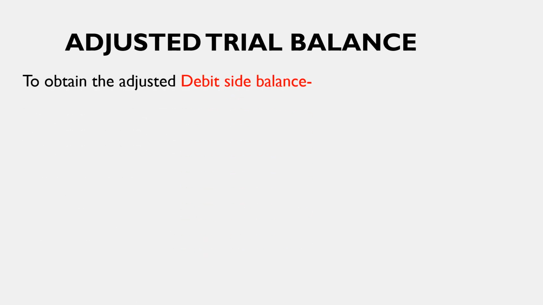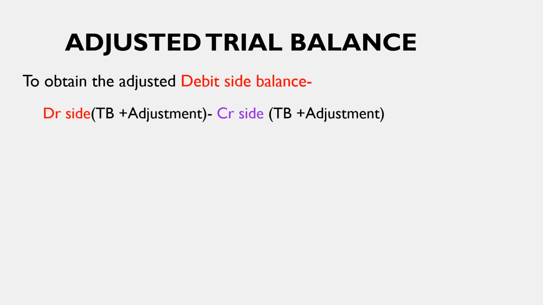To obtain the adjusted debit side balance, we have to take the debit side of the trial balance and add the debit side of the adjustments. Then we have to subtract the credit side of the trial balance as well as the adjustments. Then, if the debit side is greater than the credit side, we take that balance into the debit side of the adjusted trial balance. If not, no need to put anything. Therefore, we indicate it with 0.